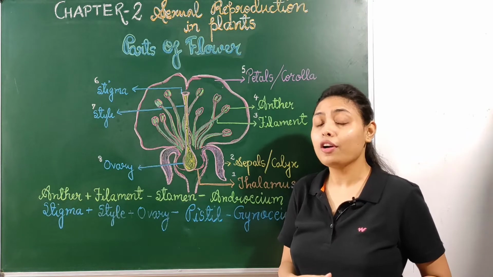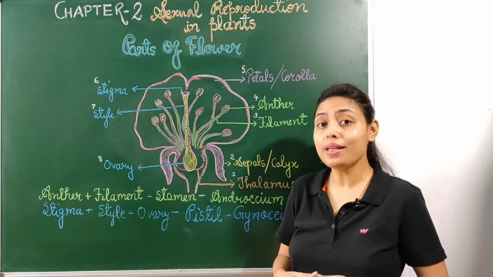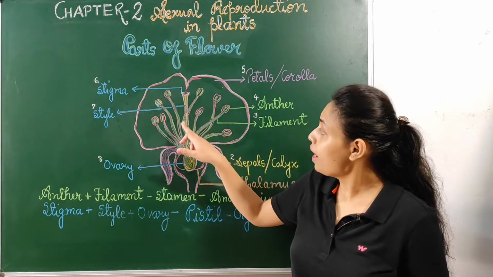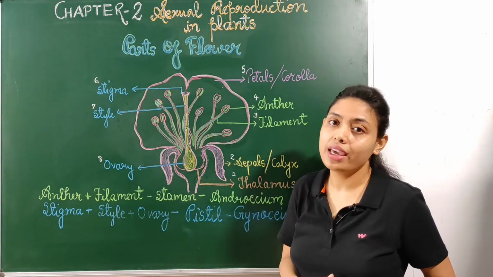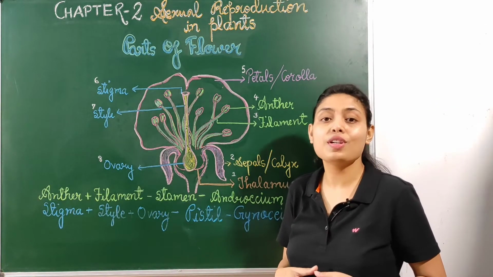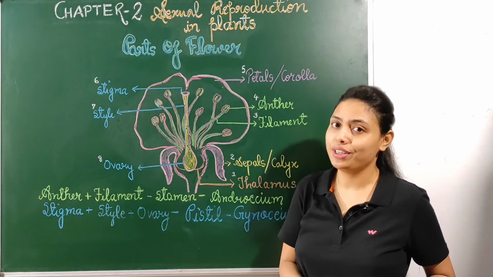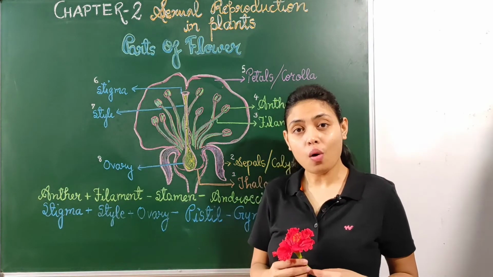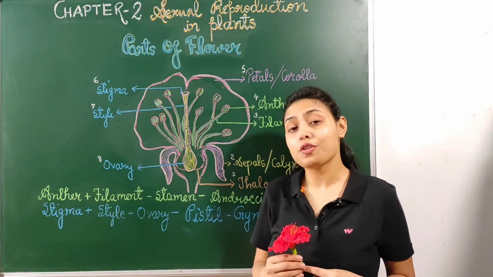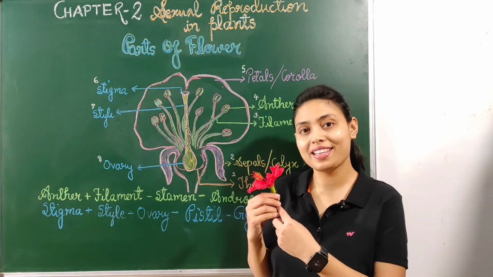Now the female part of a flower is known as pistil. Stigma, style and ovary together make pistil. Pistil is also known as gynoecium. Now we will study the different parts of a flower in hibiscus flower.